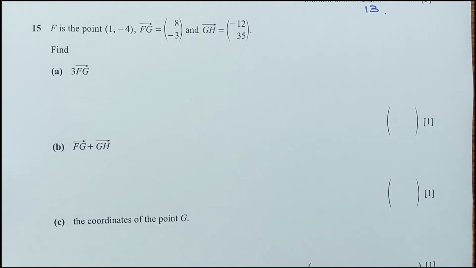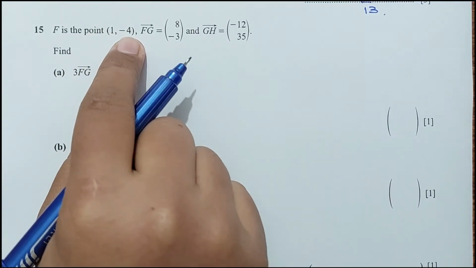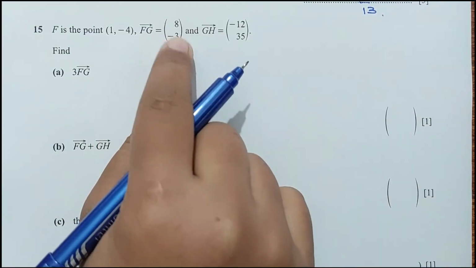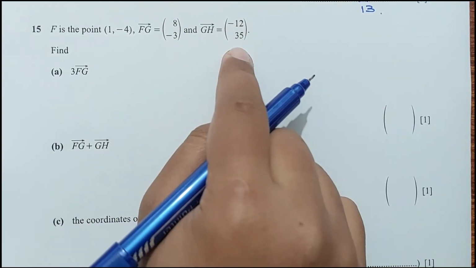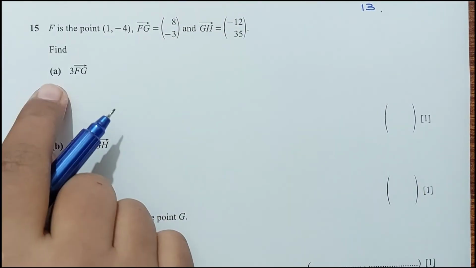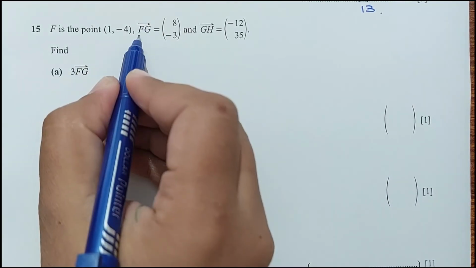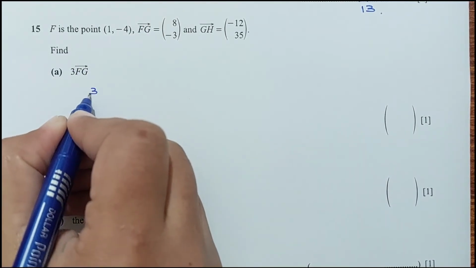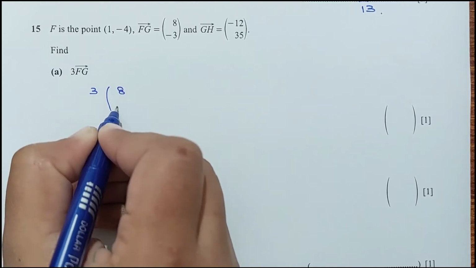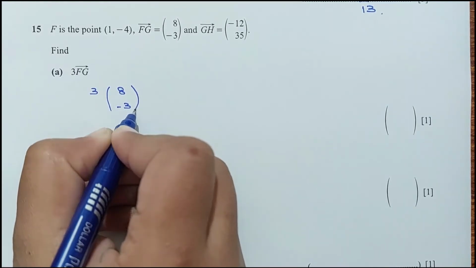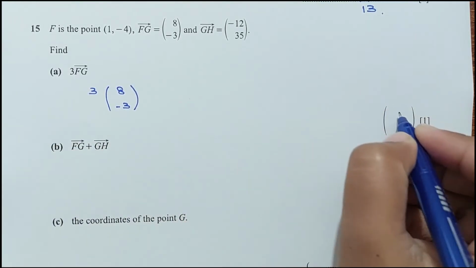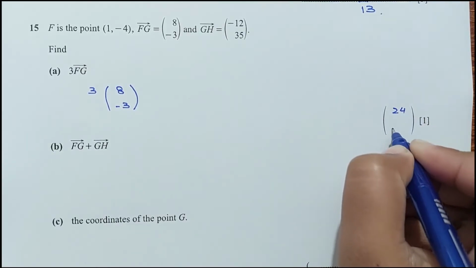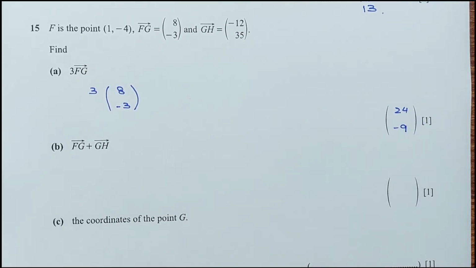Question number 15, F is the point (1, -4). FG is (8, -3) and GH is (-12, 35). Find part A, 3 times FG. FG we have been given, so we have to do 3 times (8, -3), right? So 3 times 8 is 24 and 3 times 3 is 9, so negative 9.